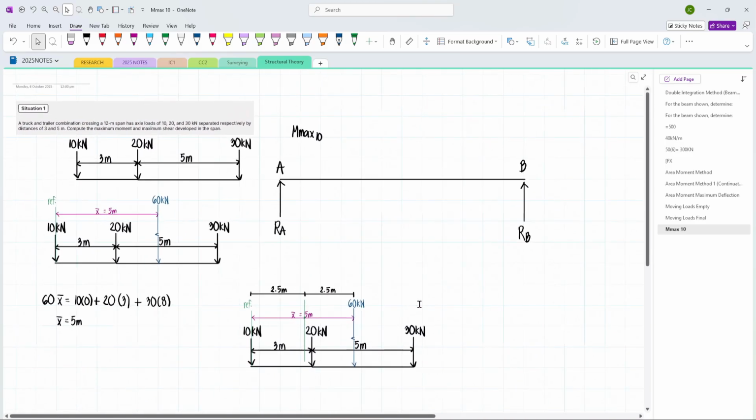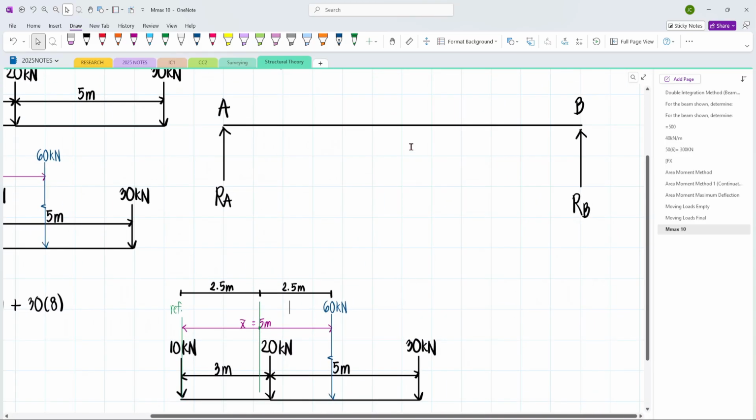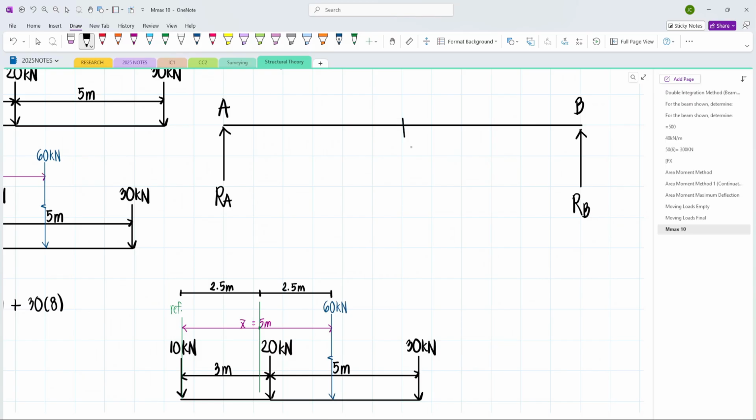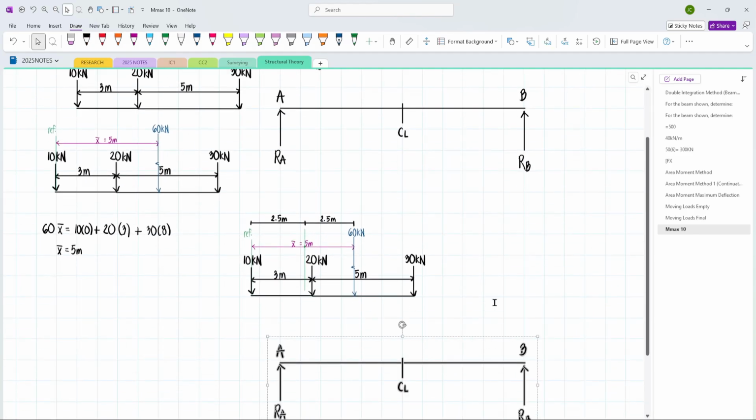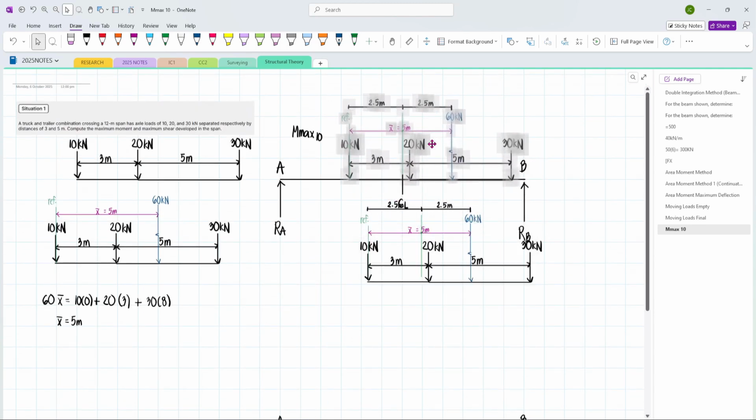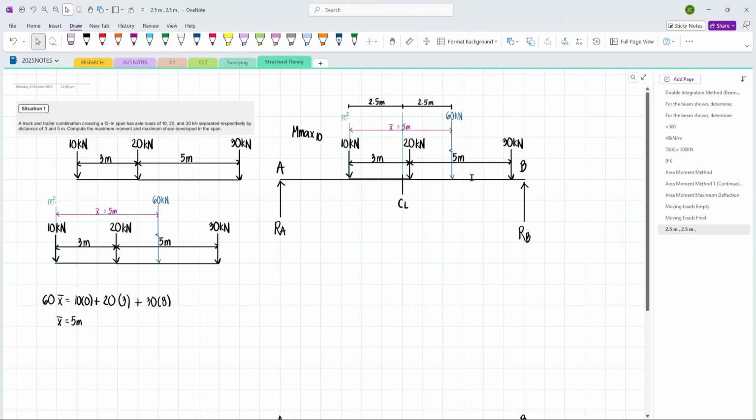So, yung midspan ng beam is andito. Ayan, ito yung center line. C sub L. Copy na lang natin yan for the remaining problems. So, yung green line na yan, ilalagay natin sa center line. Ayan. So, ito yung resulting figure.